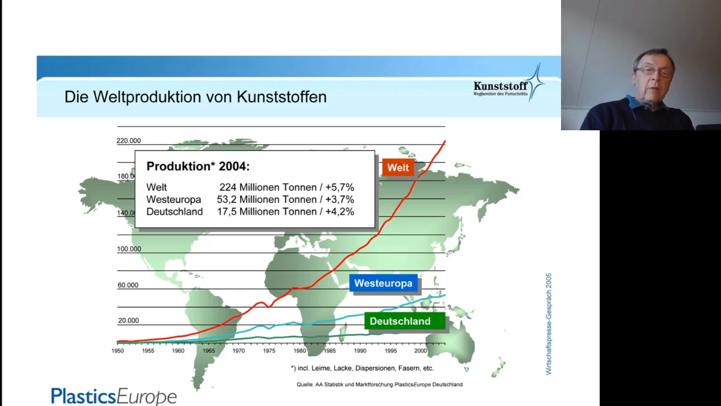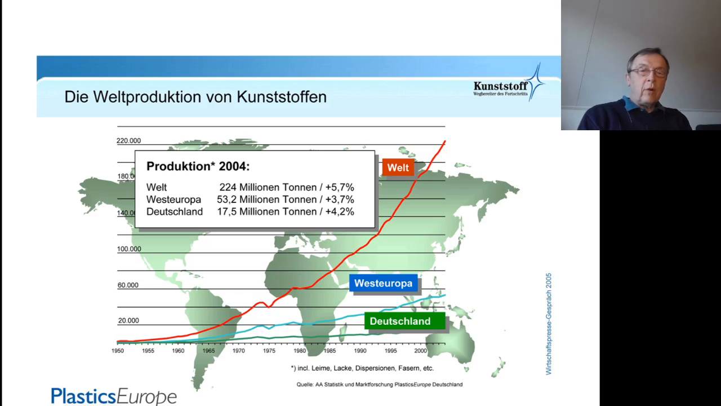Here we see a very simple plot, although based on the year 2004, but these numbers still change in the same way. So we have a strong increase in the production of polymeric materials. Worldwide, there's an annual growth of almost 6%.